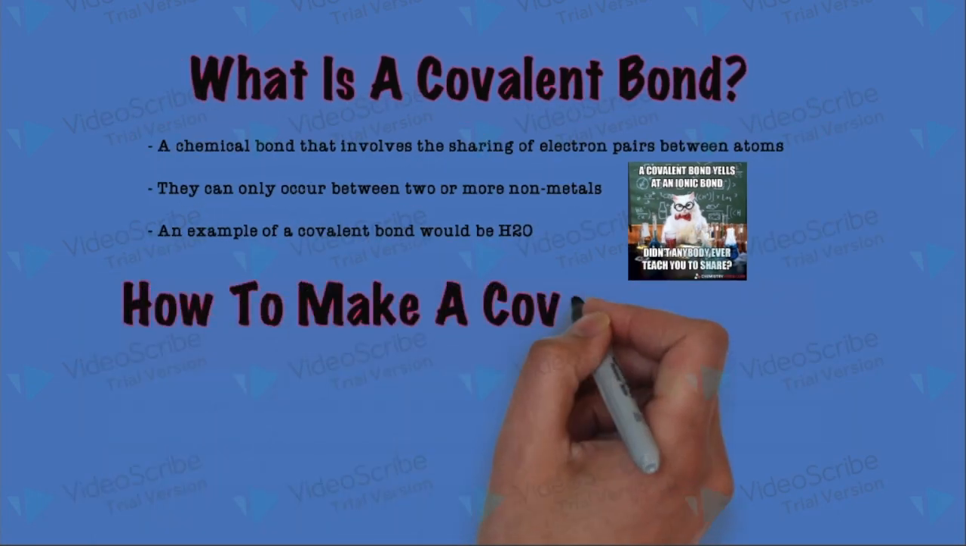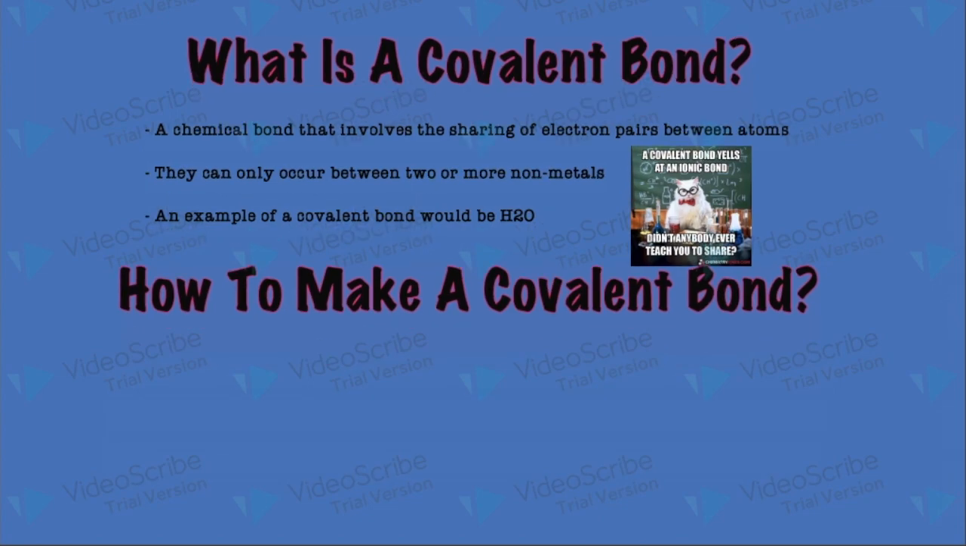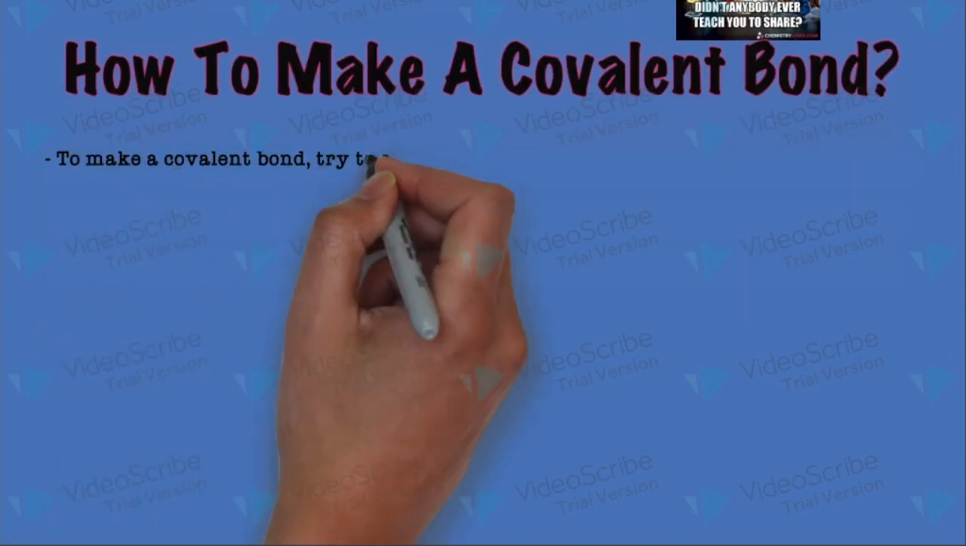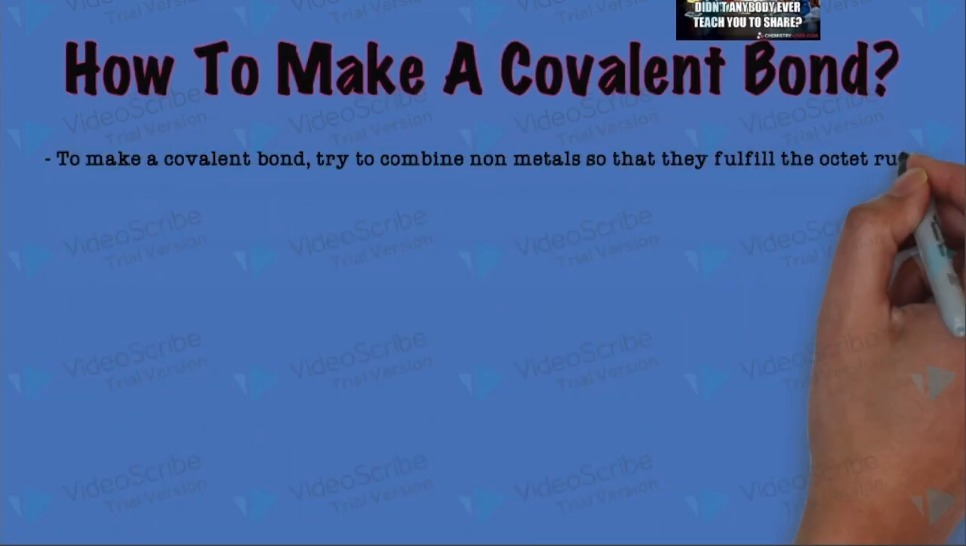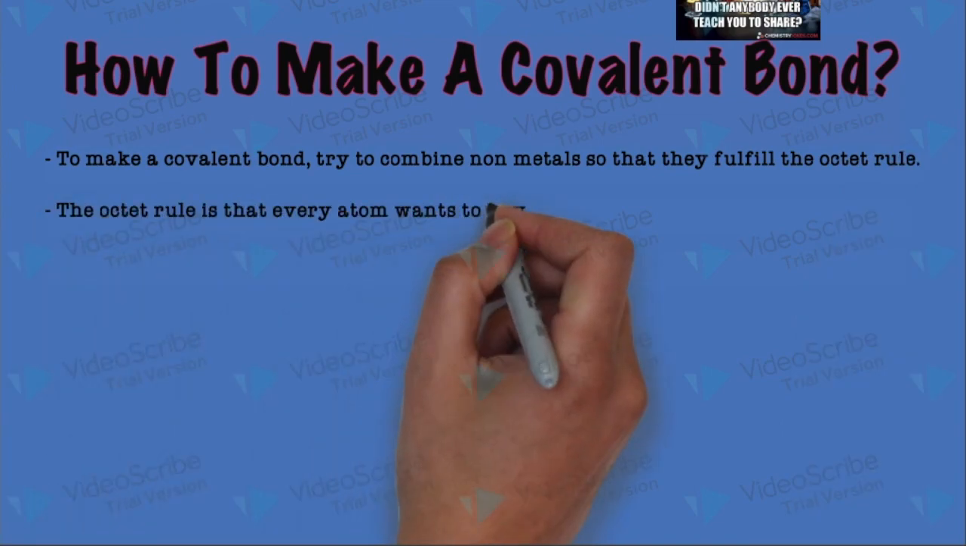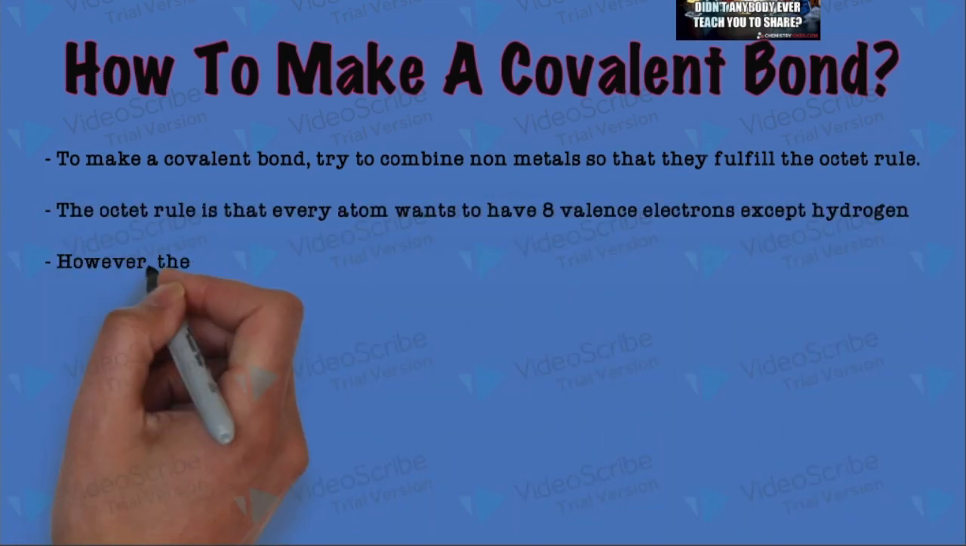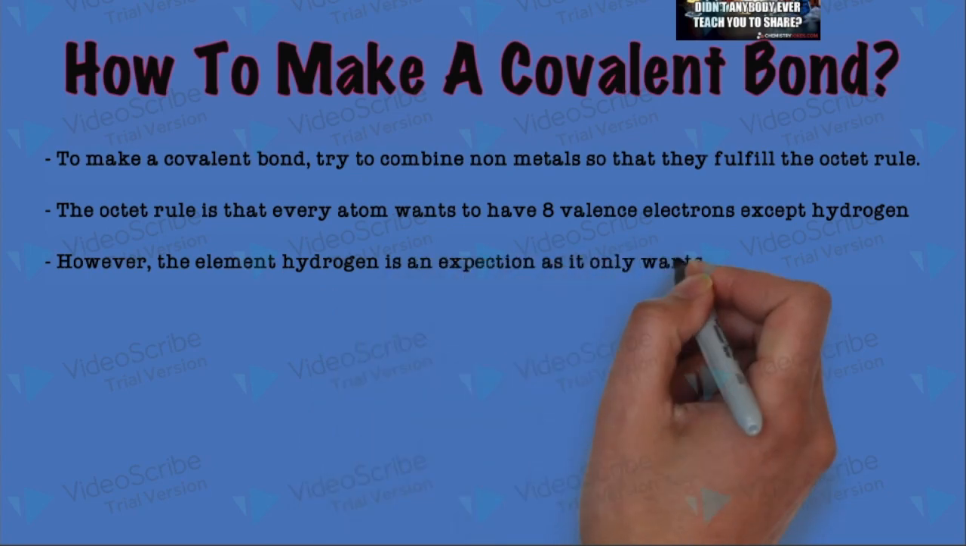Now, how to make a covalent bond? To make a covalent bond, try to combine the nonmetals so that they fulfill the octet rule. The octet rule is that every atom wants to have 8 valence electrons, except hydrogen, which only wants 2 valence electrons.